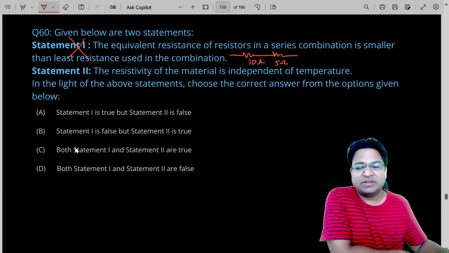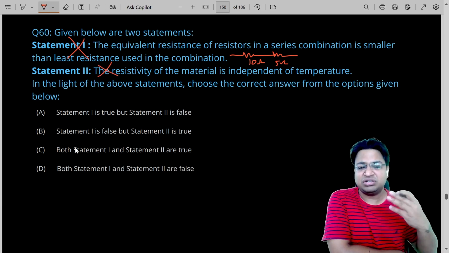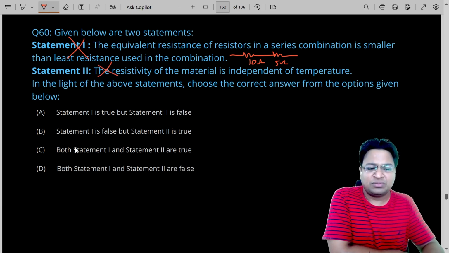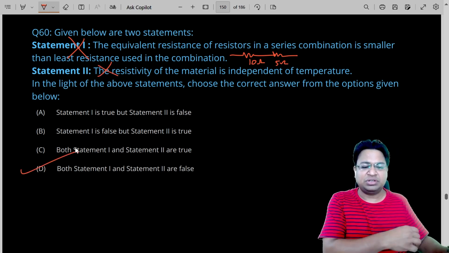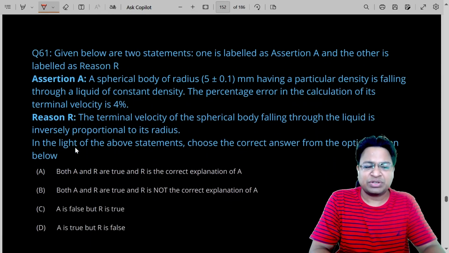Okay. The resistivity of a material is independent of temperature, which is again wrong, guys. The resistivity changes with temperature. That's not correct. So I guess both the statements are false. So option D should be the right one here. Both the statements are false. Okay. Now we go to question number 61.